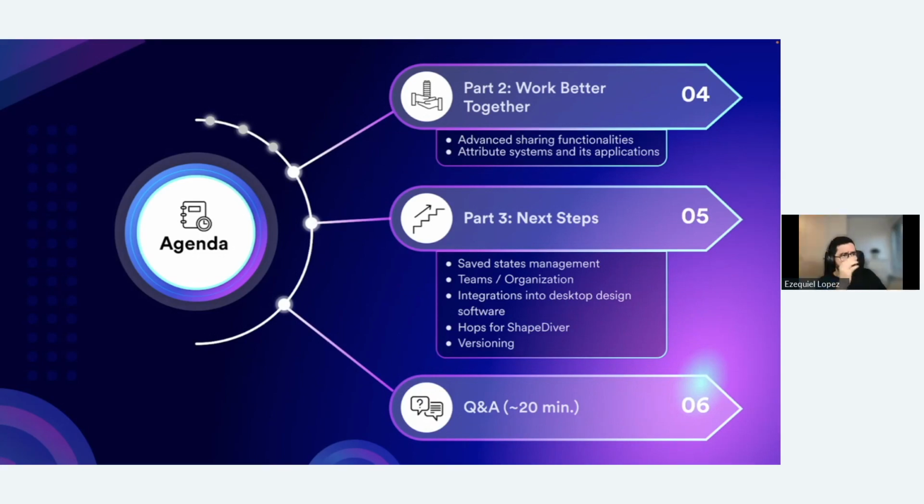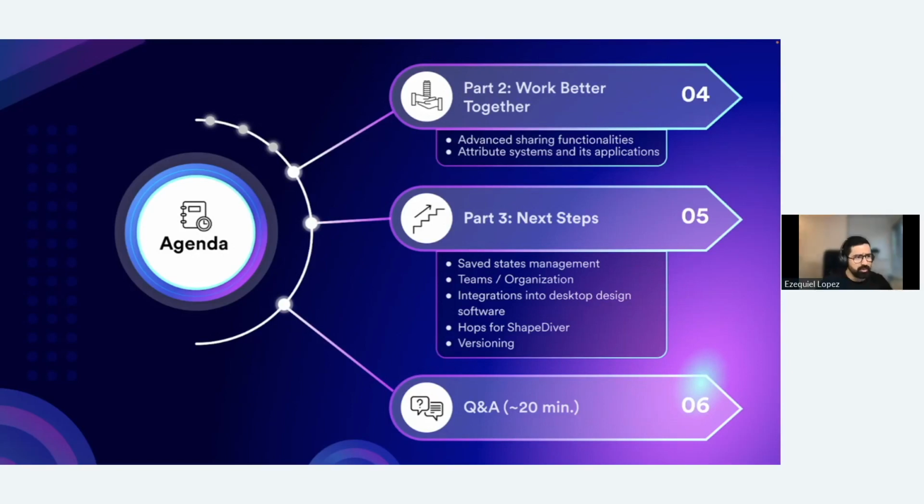Fantastic. Then, in the part on working better together, we're going to explain the advanced sharing functionalities and the attribute system and its applications. These are pretty fantastic features, and we're really excited to show everyone a little bit about them. We've been sharing some sneak peeks on LinkedIn about what this attribute system looks like and how sharing models with other users looks. But today we're going to go a little bit more in depth. Again, you can ask questions in the Q&A section, and we can address them while we're explaining that, or at the end, in our general Q&A.